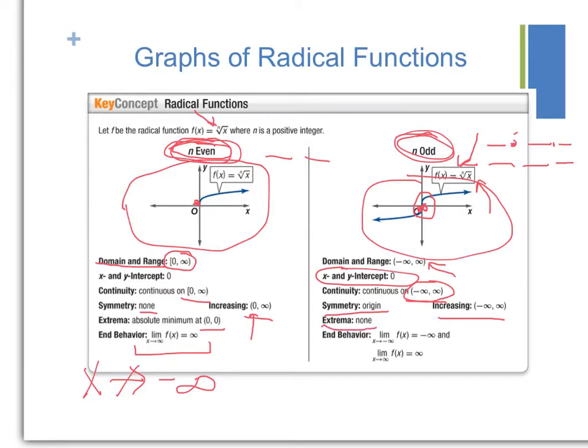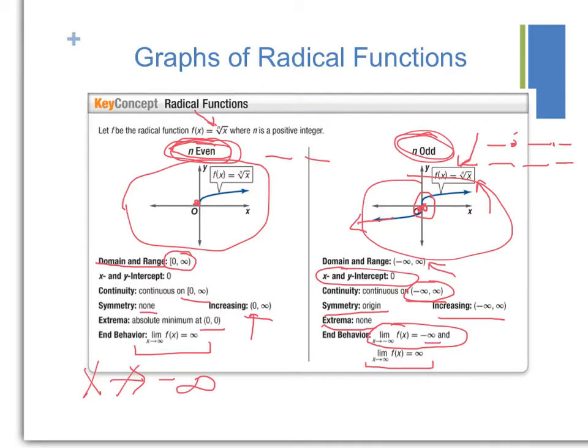Our extrema are none. We don't have any extrema because the graph never levels out or reaches a bottom point or a highest point. In the end behavior, as you go to the right, as you go to positive infinity, the function's increasing, so you're going to positive infinity. And the limit as x goes to negative infinity, as you go to the left, the function's moving downward, so the limit is negative infinity.